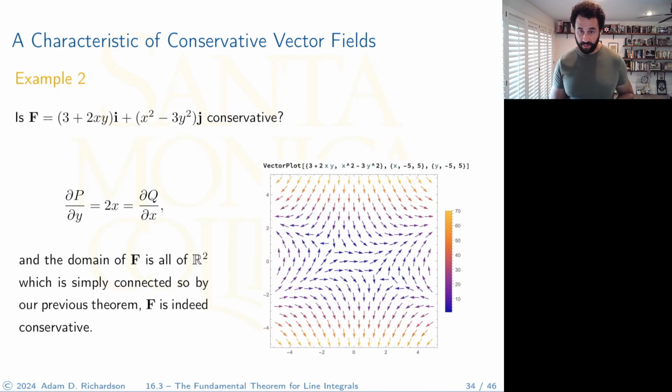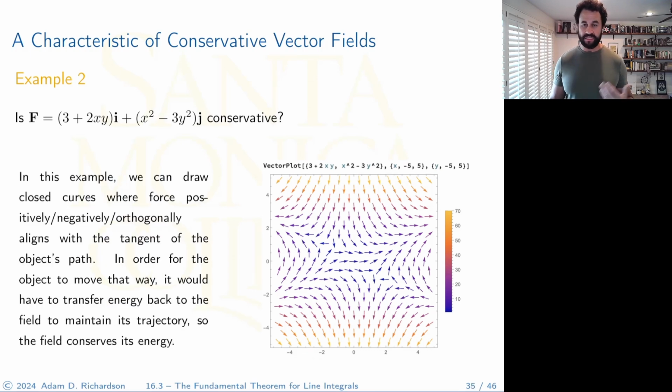All right, so here we go. When you compute the individual partials, if you compute the partial of this with respect to y, this is going to go away and you're going to get 2x. And then if you compute the partial of this with respect to x, this is going to go away and you're going to get 2x. So these partials are equal, which means their difference is definitely 0. Also, the domain of this function is all of R2, and all of R2 is definitely simply connected. There's no holes, right? So by the previous theorem, Theorem 6, this field is indeed conservative. It has to be conservative. This is a conservative vector field.